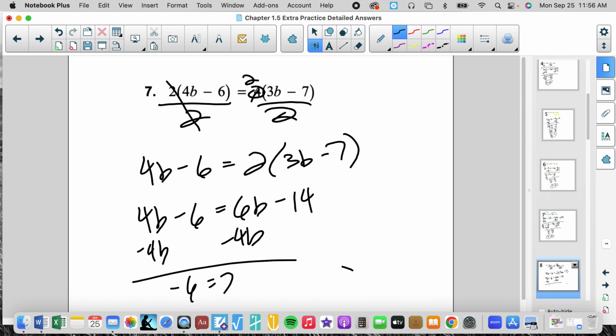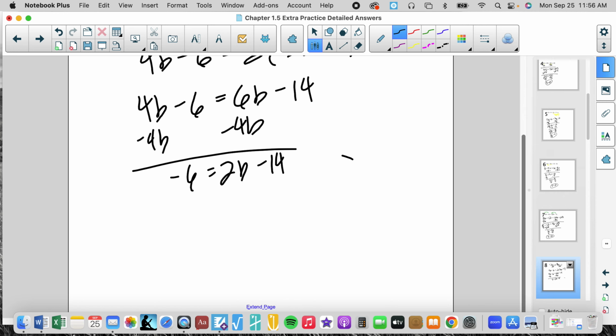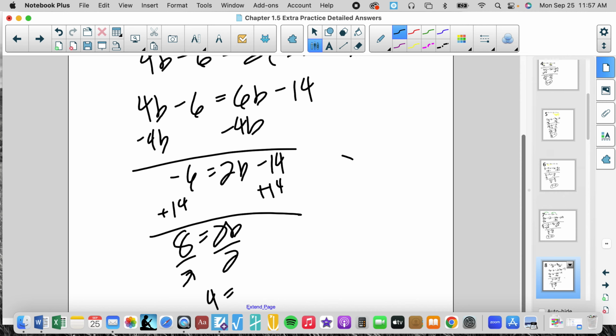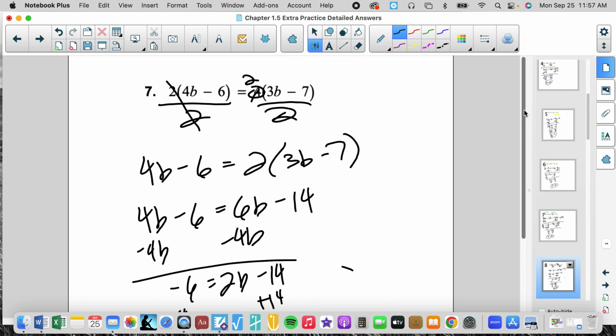Negative 6 equals 2b minus 14. Add 14 to both sides. We get 8 equals 2b. Divide by 2. And we still get 4 equals b. Same answer, just a little different.